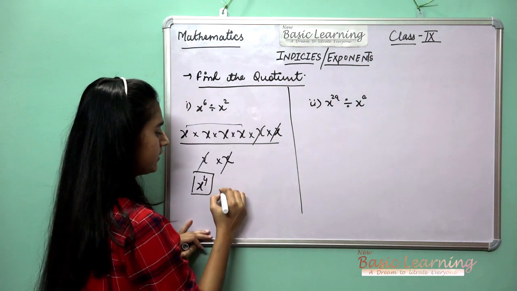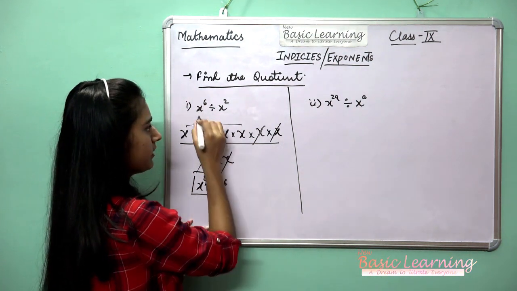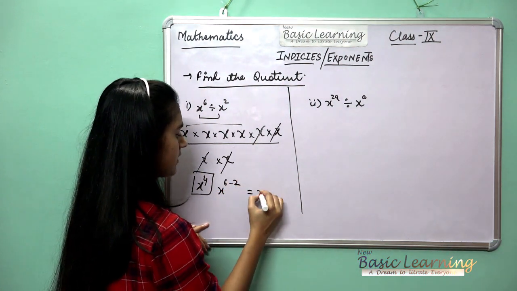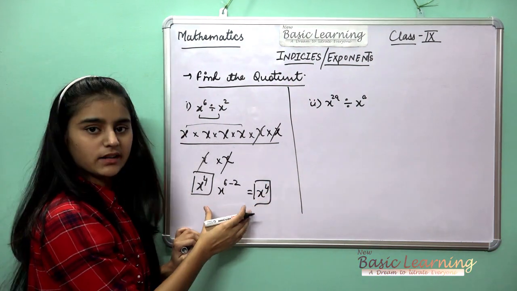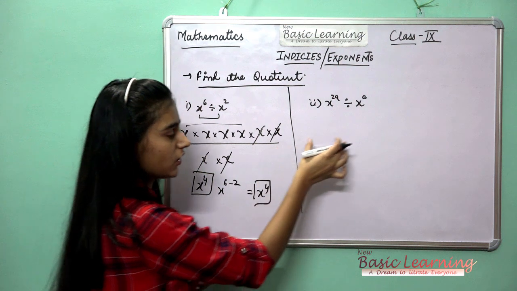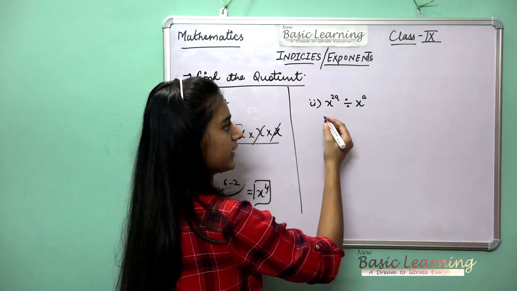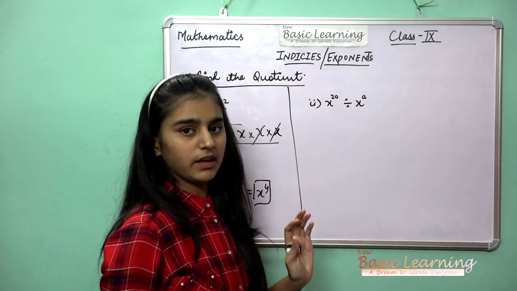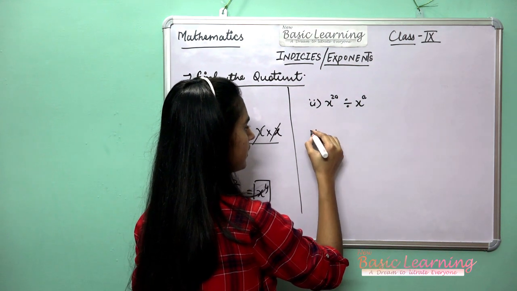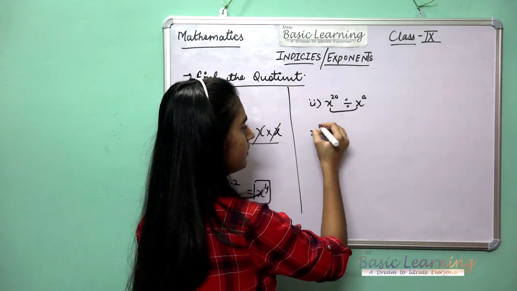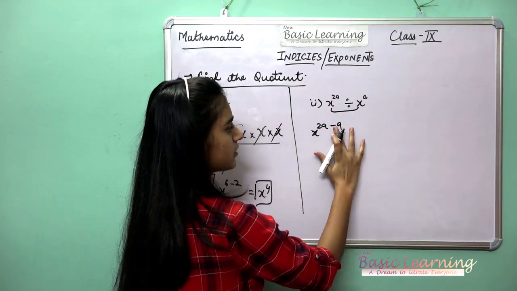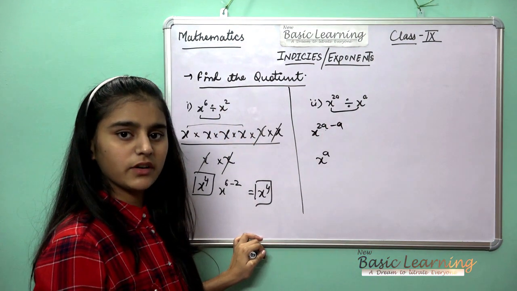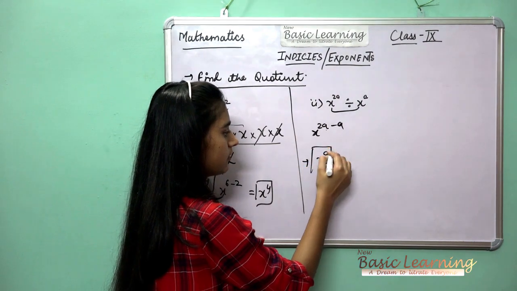Or you can write it like this also: x to the power 6, when the bases are the same, write it one time and subtract the exponents. That gives x to the power 4. Now let's see the second part of the first question, x to the power 2a divided by x to the power a. Bases are same, 2a minus a, so it will be x to the power a. When we take a from 2a, it gives only a.